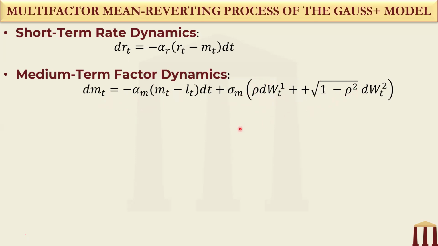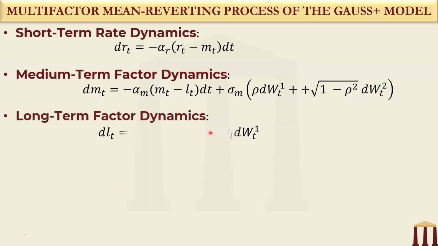Okay. And finally, we have the long-term factor dynamics. This has a simpler formula as compared to medium, but more complicated as compared to short term. So this long-term factor reverts very slowly towards a long run expected value mu, which actually incorporates some long run expectations also and some risk premiums also. Okay. So what do these terms actually mean? Let's discuss some of the key terms.